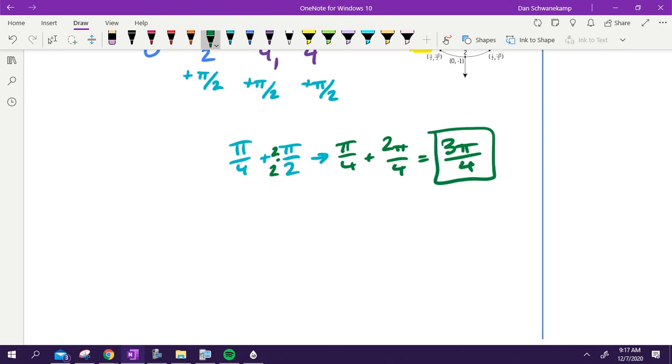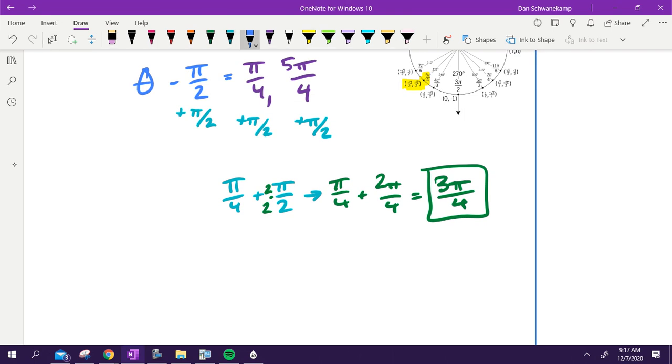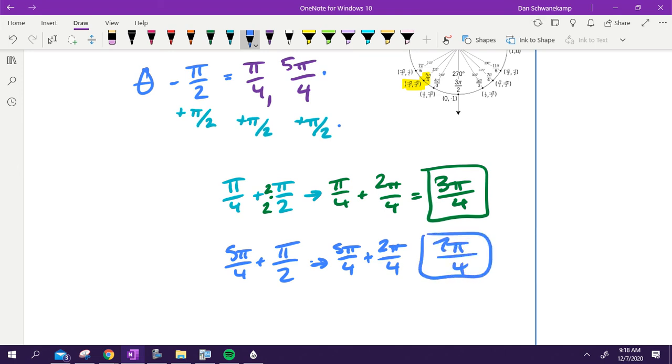I'm going to do it with the other one. So I'm taking, again, 5 pi over 4 plus a half. So this plus that. If I added that together, it's 5 pi over 4, and I've got to get the other one to have the same denominator, so it's 2 pi over 4. 5 plus 2, 7 pi over 4. There is my second answer.